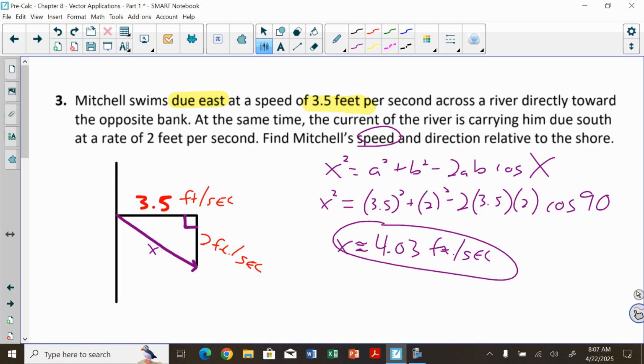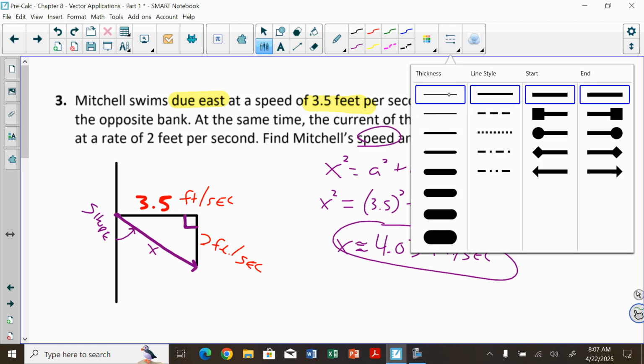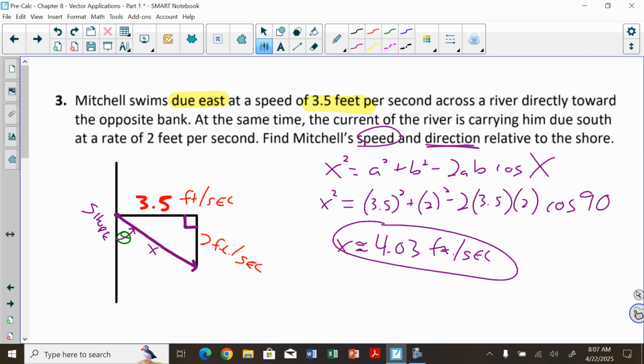Now they want the direction. The direction is relative to the shore. This is the shore over here, this is where we started. When we talk about the angle, we're looking at this angle right here. That's the angle we want to find, and we'll call that theta. In order to do that, we're going to have to use the triangle. If we call this angle B, then we can use law of sines, because now we have some information.